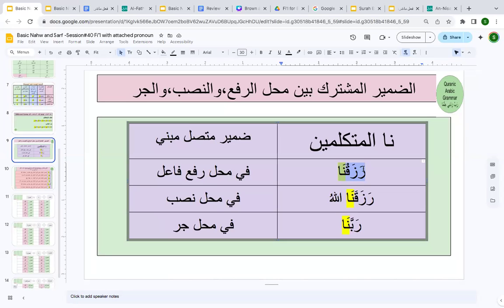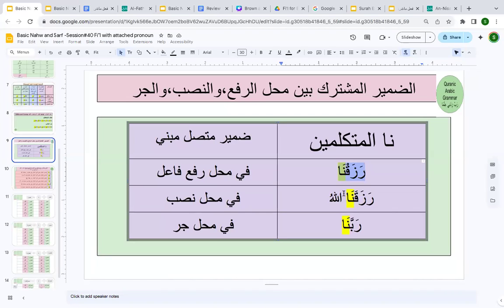Translate this, everyone. If na is the inbuilt pronoun, razaqna, see the haraka of the qaf, we provided, right? We provided. Now look at the next word, razaqa na. Now see what's going to be the meaning here.